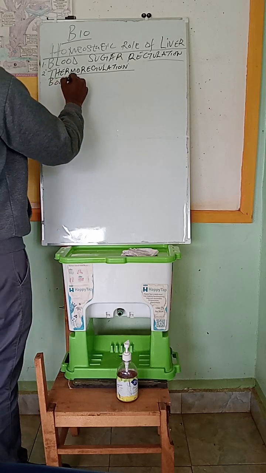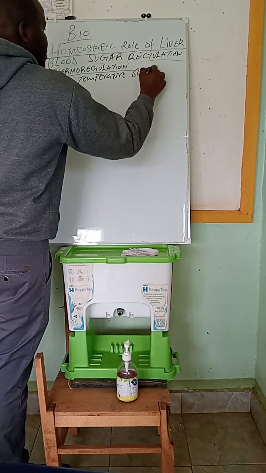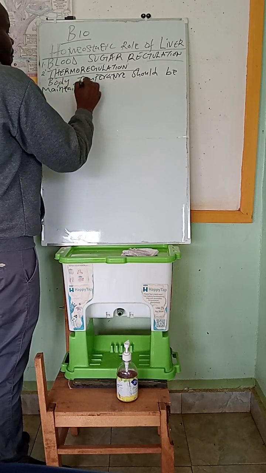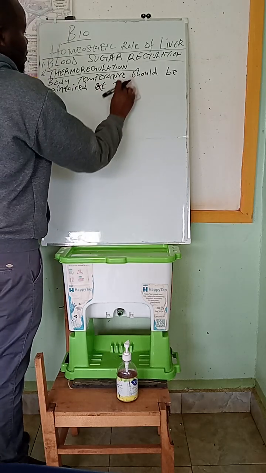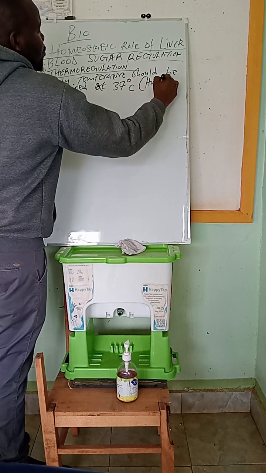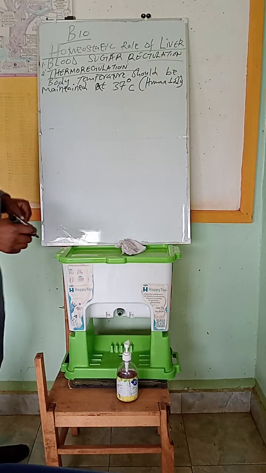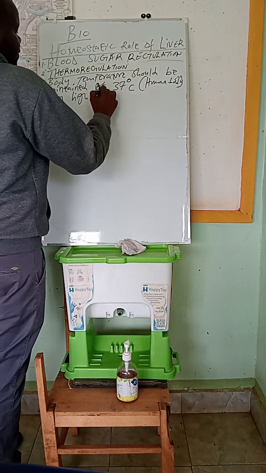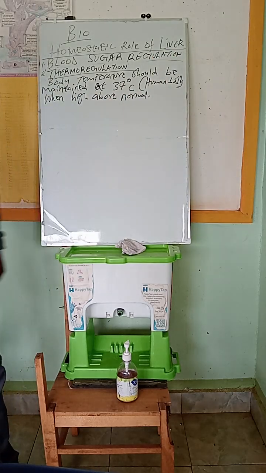Body temperature should be maintained at 37 degrees Celsius. This one is for the human body. So what will happen if it's high above normal? When it is above that 37 degrees Celsius, what will we detect?